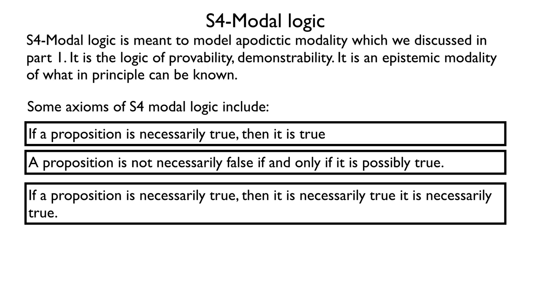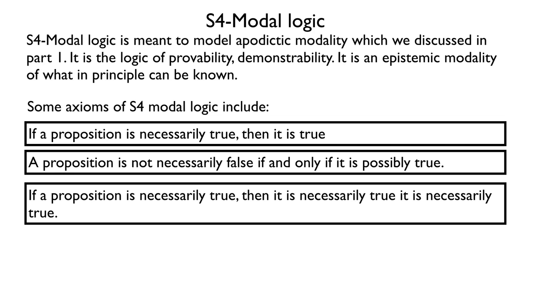Another axiom is, if a proposition is necessarily true, then it is necessarily true that it is necessarily true. Again, this makes sense in a logic of provability. If I prove that a proposition is true, then not only have I proven that that proposition is true, but by doing that, I've also proven that I can prove that proposition is true.